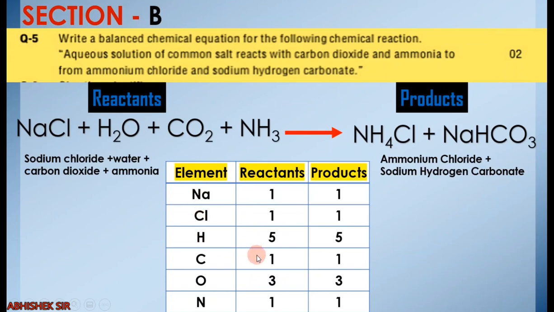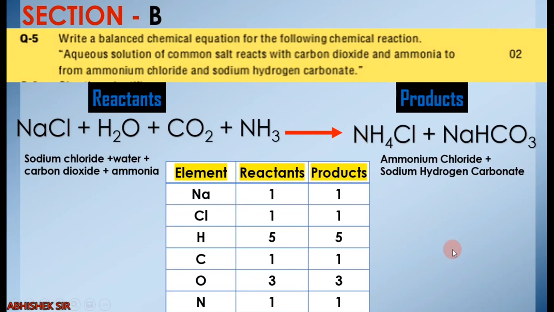C, that is carbon, 1 on each side. So we have carbon 1 and 1. Oxygen, you see over here 1 and 2, 3. So 3 oxygen on the reactant side and 3 oxygen on the product side. So it is also balanced. Nitrogen 1 we have over here and 1 we have over here.